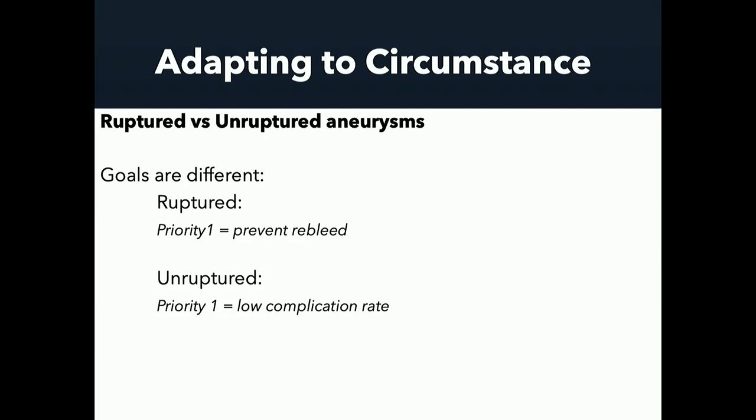So back to the discussion about adapting to our circumstances. This really applies not just to the aneurysm, but to a few things about the patient as well. But the first thing is, of course, is the aneurysm ruptured or unruptured? And obviously the goals are different. So priority 1 in a ruptured aneurysm is to stop the aneurysm from rebleeding. Whereas in the unruptured case, your first priority really is to have no complications. So you've got to do absolutely the safest procedure possible in the unruptured setting.